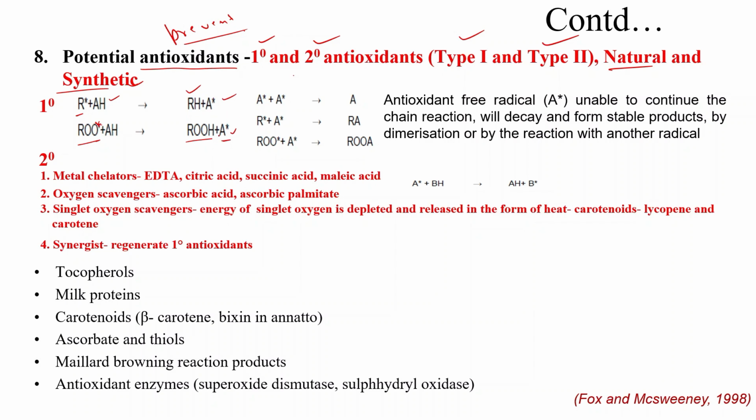And these antioxidant radicals will form stable products. These antioxidant free radicals are unable to continue the chain reaction; they won't continue the reaction and form stable products. When the free radical of the antioxidant combines here, it forms stable products. Similarly here, stable products, and here also. So ultimately they decay and form stable products by dimerization, or by reaction with another radical. Here they have reacted with another radical. These are the primary antioxidants.